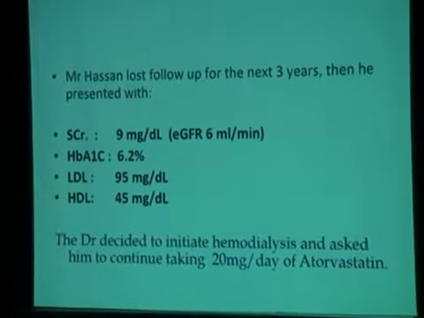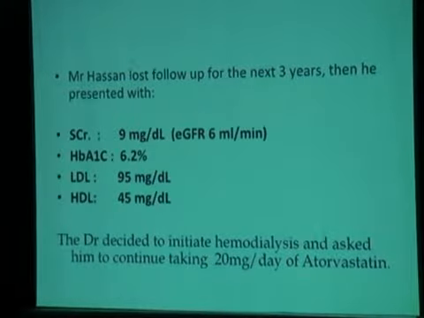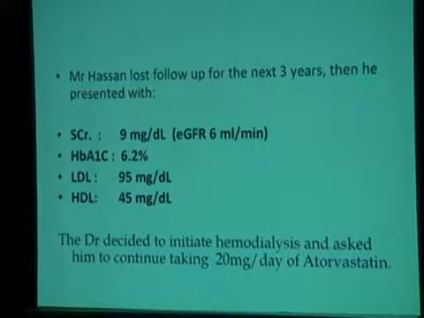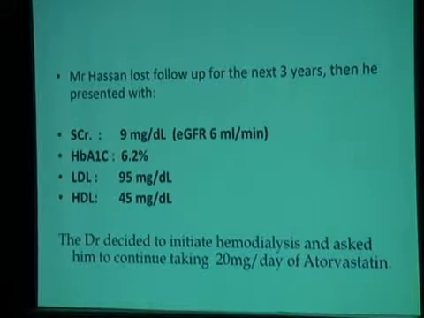Mr. Hassan lost follow-up for the next 3 years. Then he presented with serum creatinine 9 milligrams per deciliter, his GFR is 6 milliliters per minute, HbA1c 6.2%, LDL 95, HDL 45. So everything is good apart from his kidneys. And now the doctor decided to initiate hemodialysis and asked him to continue taking 20 milligrams per day of atorvastatin.